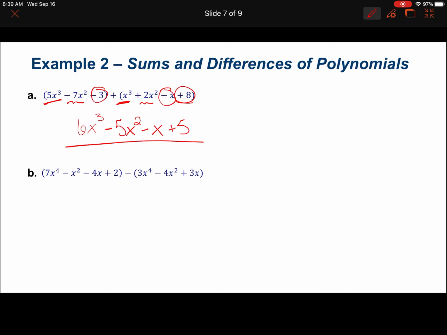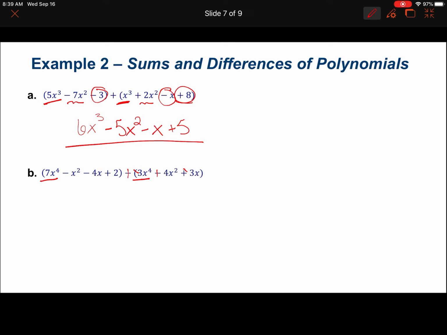Part B, we're going to have a polynomial, and this time we're subtracting. So when you subtract, the easiest thing to do is make it an addition problem. Change your subtraction to addition and change all your signs. The 3 was positive, we'll make it negative, positive, and we'll make it negative. Just change all your signs and then do just what we did in part A and add like terms.